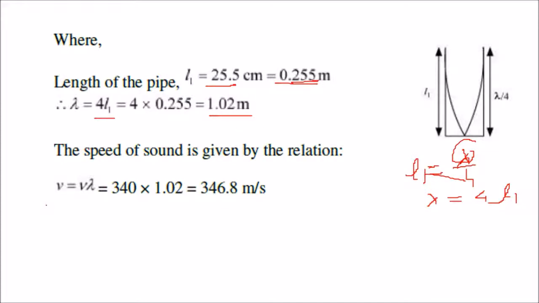Now we can easily find out the speed also. Speed is frequency into wavelength. The frequency is given also, and the wavelength also we found out. Multiply these two. We get 346.8 meter per second. This is the speed of sound.